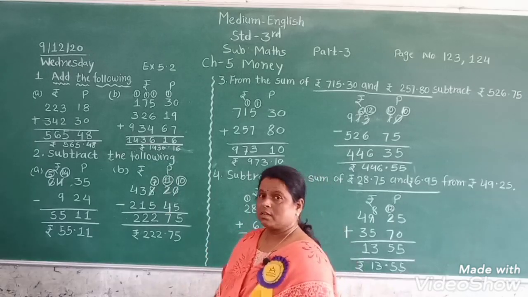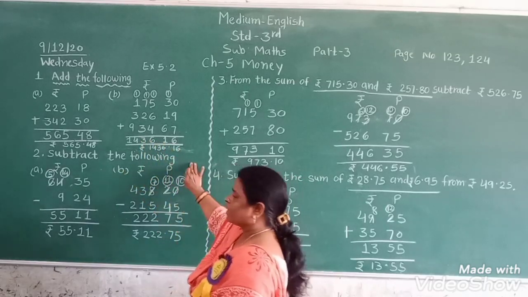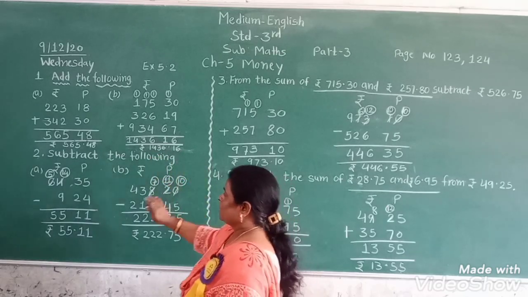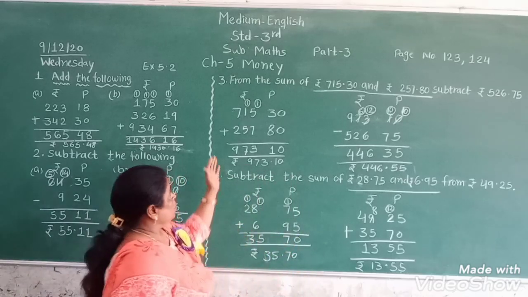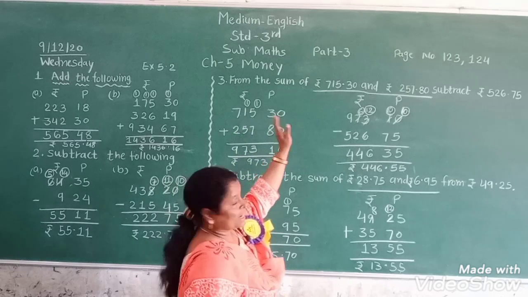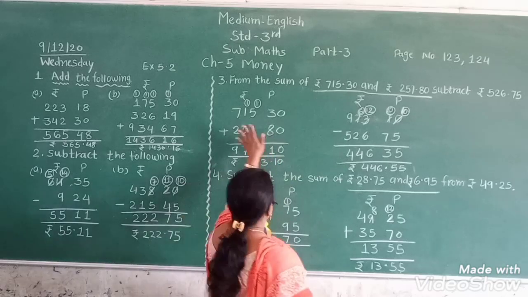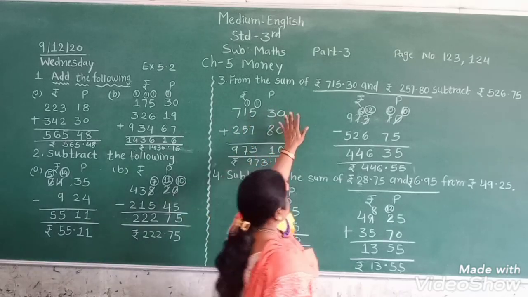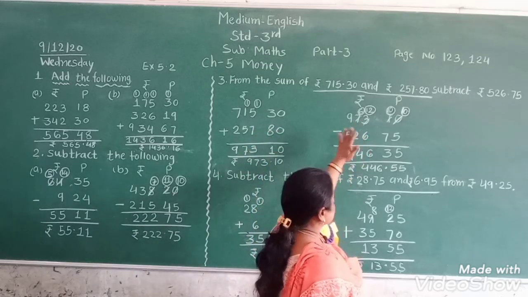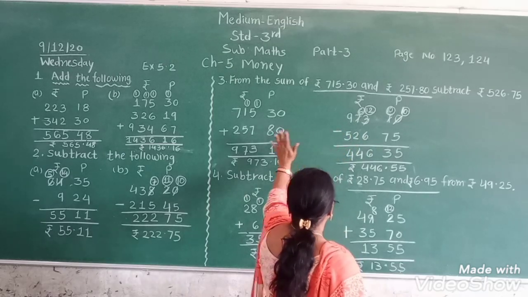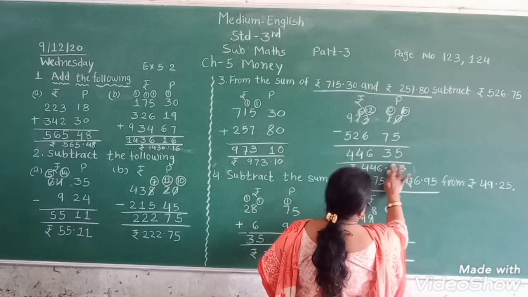Today we learn addition and subtraction of rupees and paise. Here is a subtraction with rupees and paise, and a sum where addition and subtraction are combined. First we do the sum of addition, and we get an answer, and after that we subtract from the answer of the first sum.